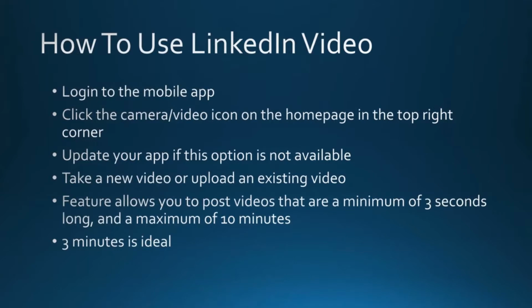So simply to access the feature, first of all, as I mentioned before, you do have to be using the mobile app, and it is pretty straightforward. On the home page of the app in the top right corner, you'll see two icons, and one of them is a camera and the other is a video icon. And if you don't see both of these icons, you may just need to update your app. If you haven't updated it recently, you probably won't have this feature available, so just make sure that it is always up to date.